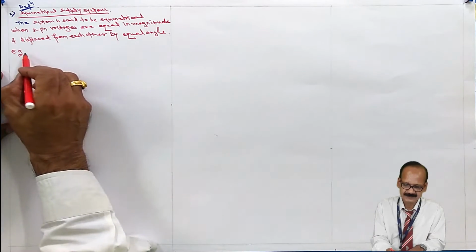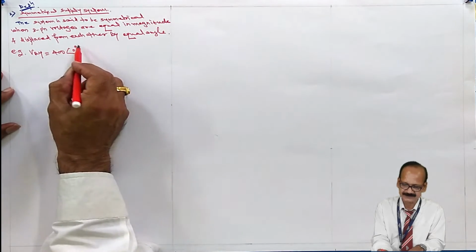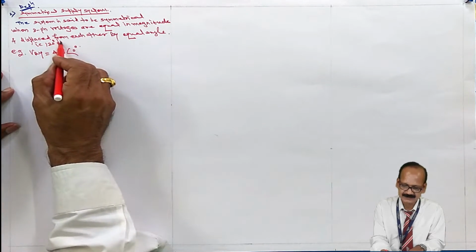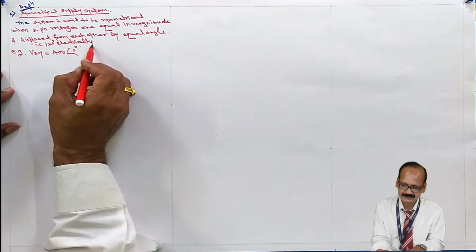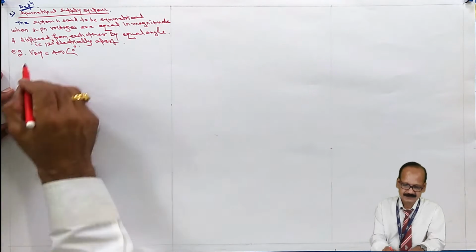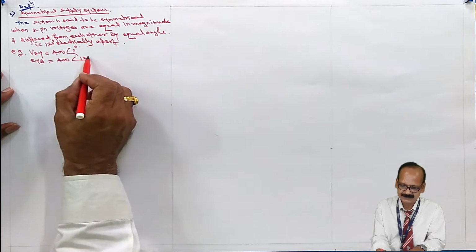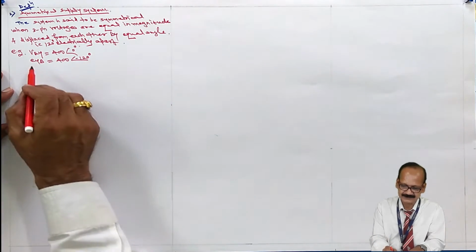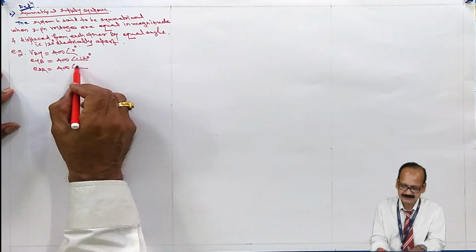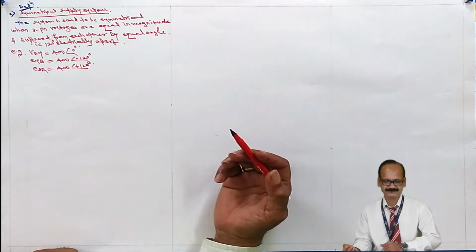For example, say E_RY equal to 400 angle 0 degree. That is 120 degrees electrically apart. Then E_YB equal to 400 angle minus 120 degree. E_BR equal to 400 angle plus 120. So this is the symmetrical supply system.